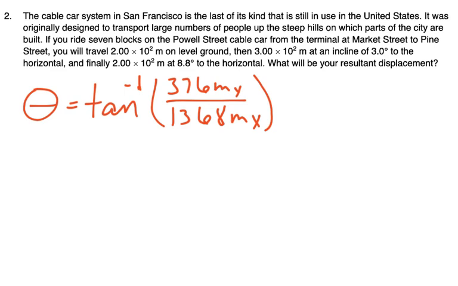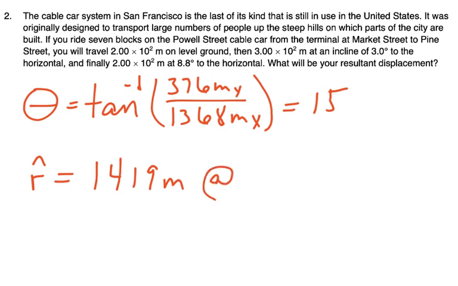So you do the math. Remember to have your tangent function set in degrees, otherwise you're going to get radians. And you end up with an angle of 15 degrees. So our resultant vector, just copy the numbers over, ended up being 1419 meters, the total magnitude, at 15 degrees above horizontal.